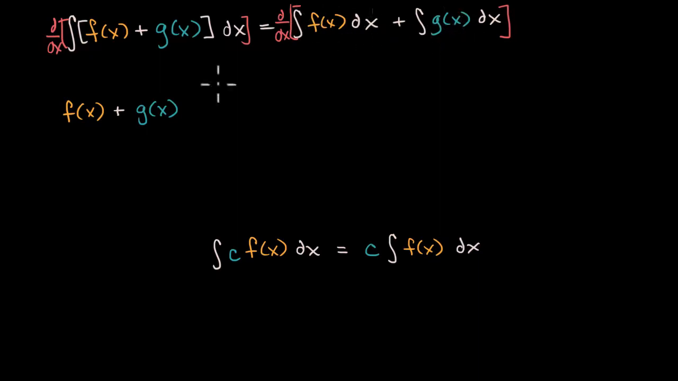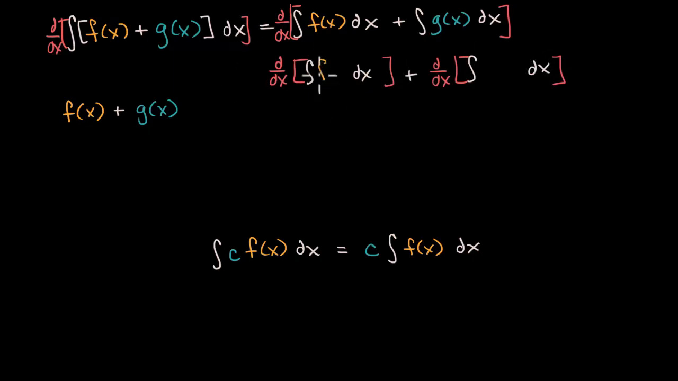So this will be a little bit lengthy. This is going to be the derivative with respect to x of this first part plus the derivative with respect to x of this second part. And so this first part is the integral of f of x dx, and then this is the integral of g of x dx. Let me write it down. This is f of x, and then this is g of x.